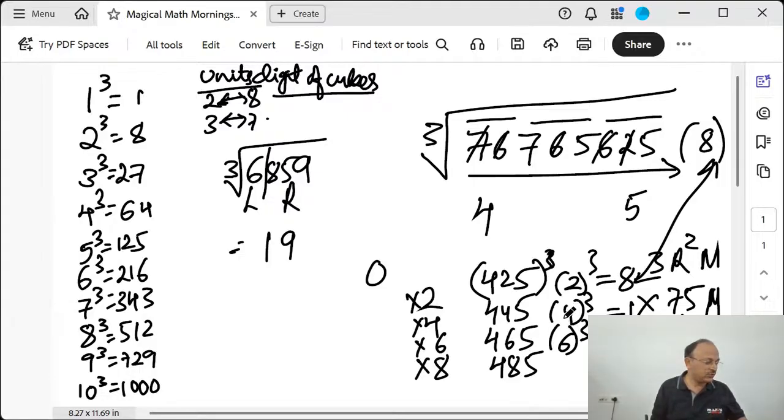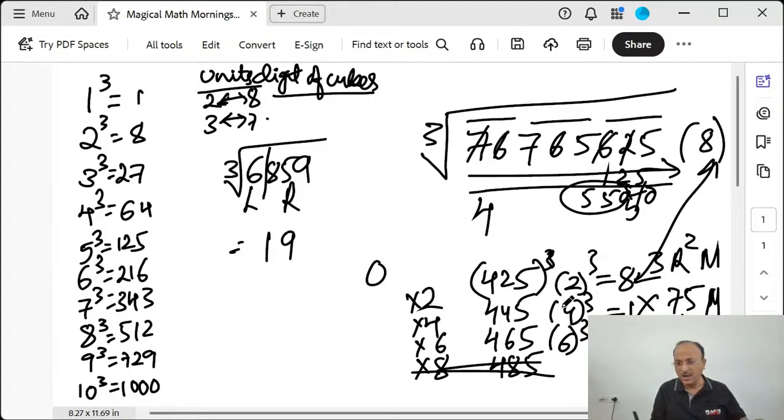I'm not considering the last one, because 75 1 and 1 is already 600, which is greater than this subtraction. What we do when you subtract 125, what are you getting? 5500. Last three digits are coming as 550, which is greater than this, so I will not consider this. Among these, the digit sum is matching only for 425. Therefore the cube root of this one is what? 425.